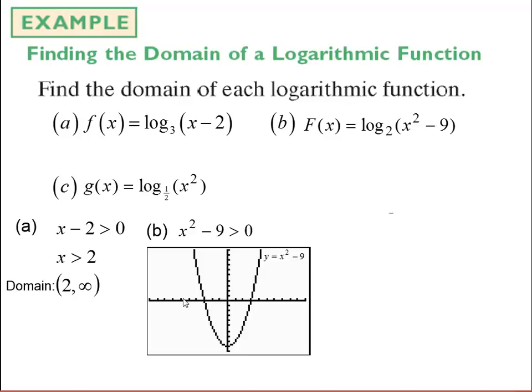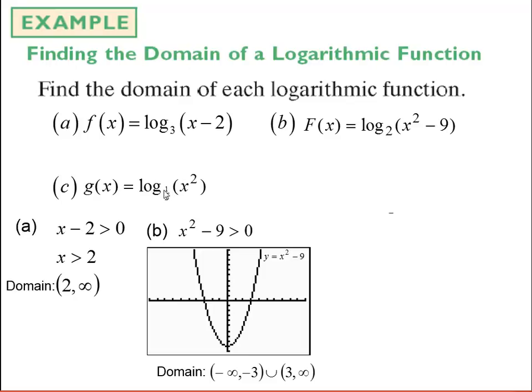So we want these x's out here. Any x less than negative 3 will make this positive and therefore be in the domain of the log, and any x greater than 3 will make x squared minus 9 positive, so the log is okay. I'm logging a positive number. So there's the domain of my logarithm, based on a graphical analysis of x squared minus 9 being greater than 0.